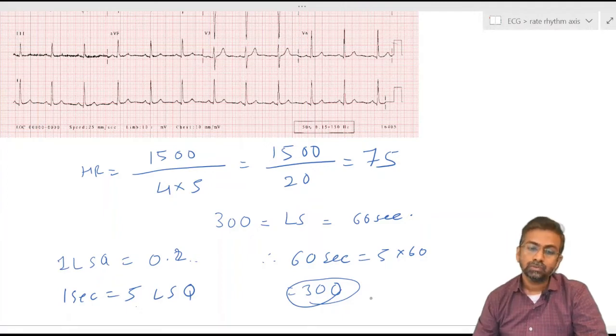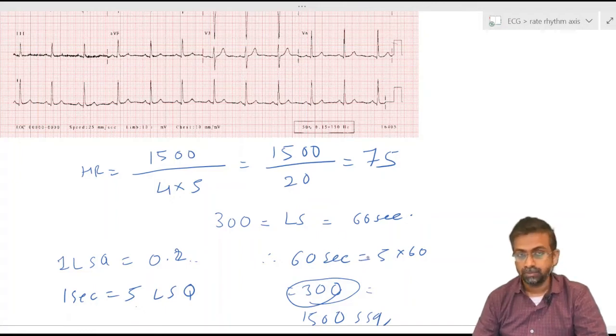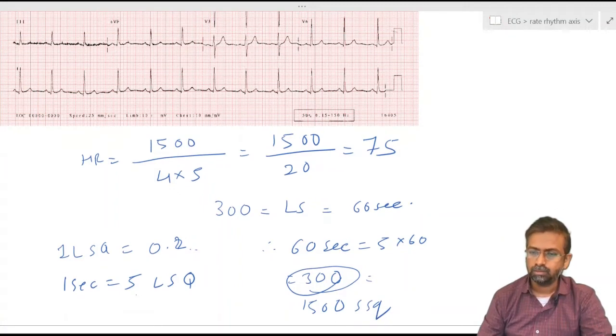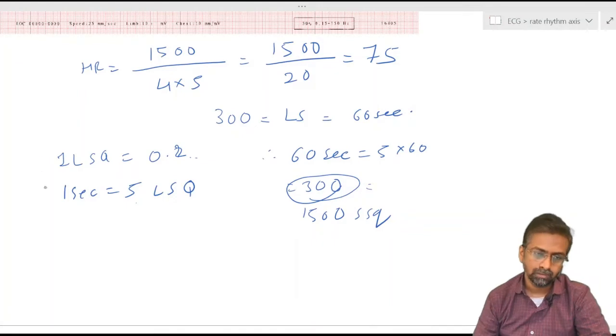300 large squares is equal to 1500 small squares. That's why 1500 small squares or 300 large squares represent 1 minute, and hence we use the number of large squares between two RR and divide 300 by that number, or we take the number of small squares between two RR and divide 1500 by that number, and that's how you will get the heart rate. It's very easy by this method to get the heart rate.